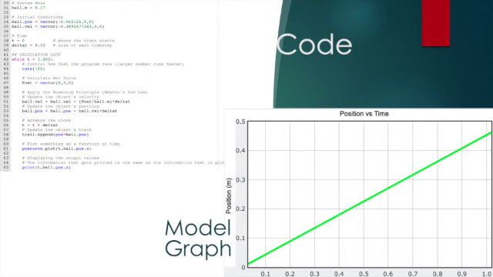And here is the code and the graph generated from the computer model that was created using the initial conditions from the observed data. We can see the object's initial position, its initial velocity, its delta t, and then the loop used to generate the object's position iteratively. We can see the graph of the position is a linear line similar to the previous graph of the actual observations.